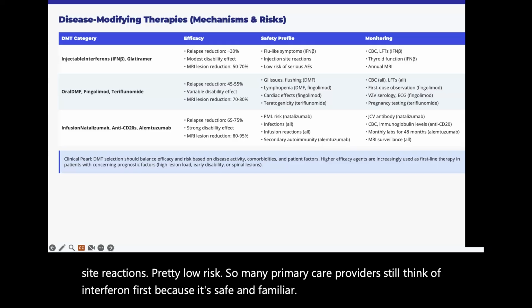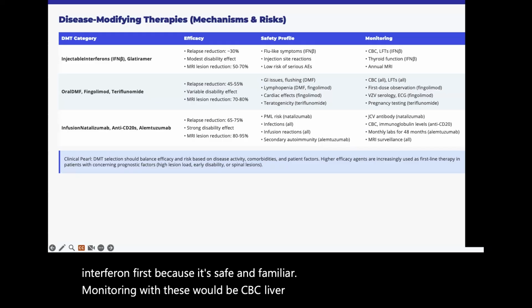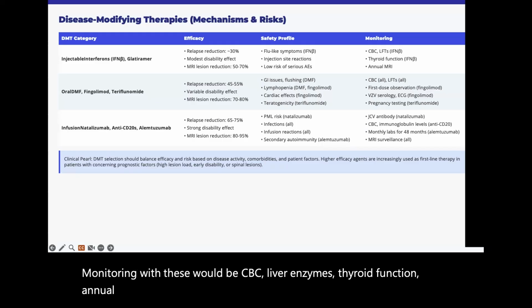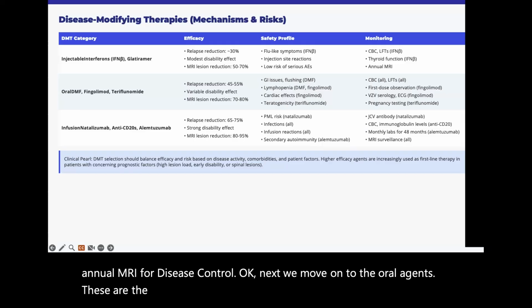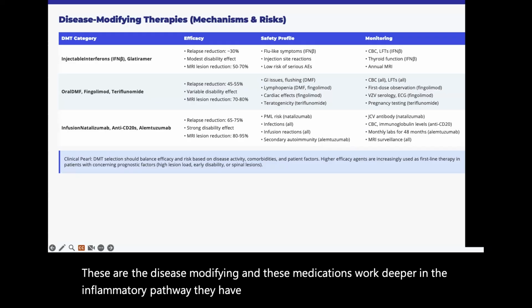Monitoring with these would be CBC, liver enzymes, thyroid function, and annual MRI for disease control. Okay. Next, we move on to the oral agents. These are the disease modifying. These medications work deeper in the inflammatory pathway. They have better efficacy, but they require more monitoring.